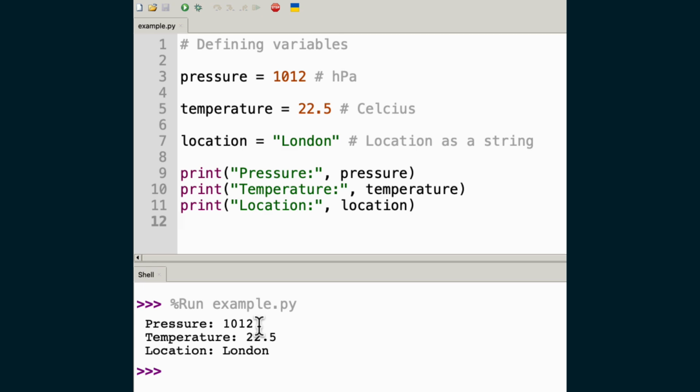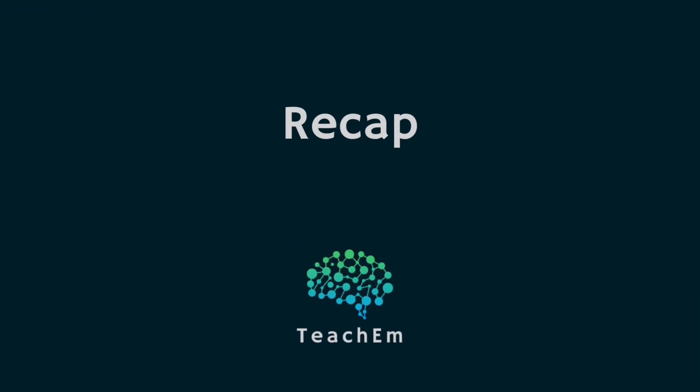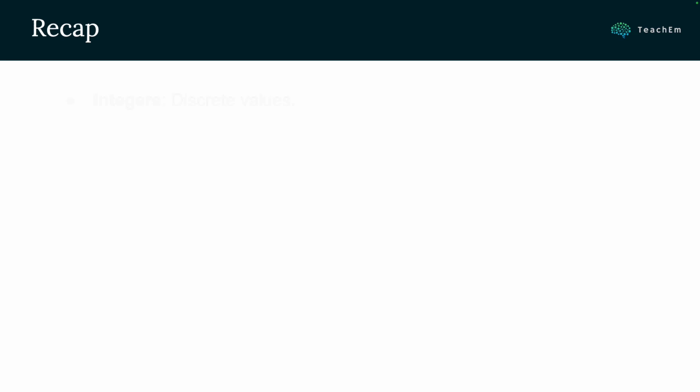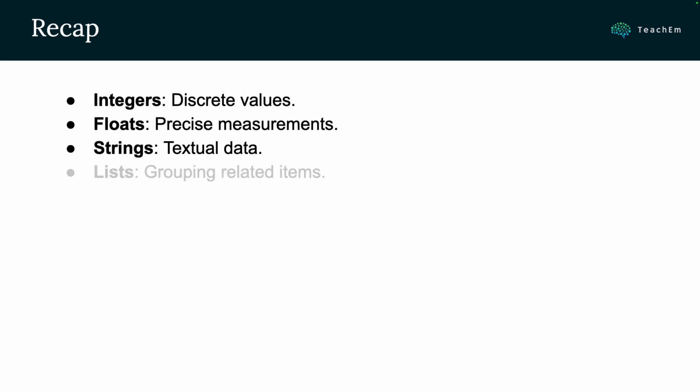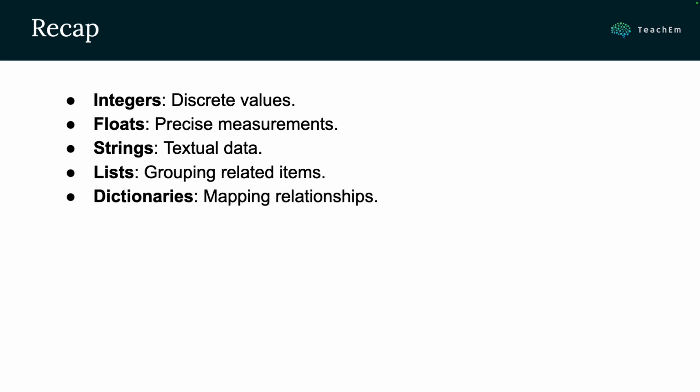But now let's just quickly summarize everything that we've covered. So to recap this quick lesson: integers, which are used for discrete values like counts and identifiers; floats, which are used for continuous data such as measurements and results of scientific experimentation; strings, which are used for textual data such as labels and descriptions; lists, which are used for grouping related items such as a series of readings, for example; and dictionaries, which are used for mapping relationships such as sensor IDs and their readings.